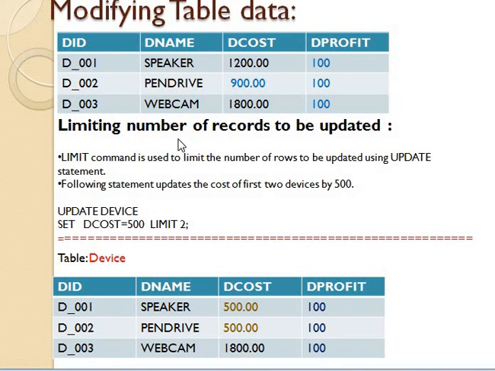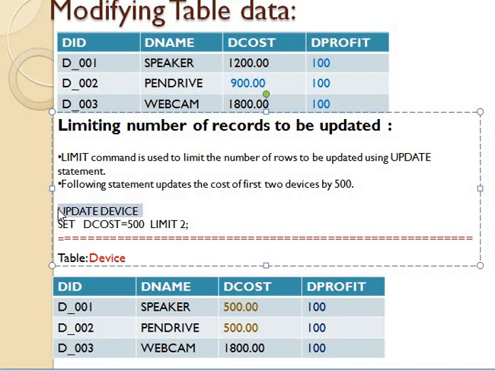Now you can also limit the number of records to be updated. The limit command is used to limit the number of rows to be updated using the update statement. The following statement updates the cost of the first two devices by 500. So using this statement, that is update device set dcost equal to 500 limit 2 followed by semicolon, what I can do is set the dcost value as 500 only for the first two records that have been identified by this line limit 2.